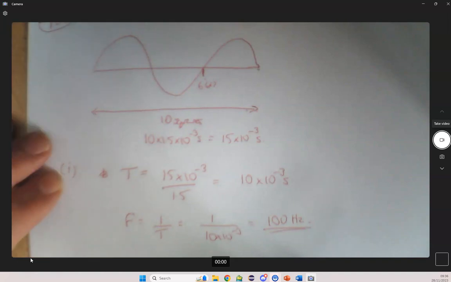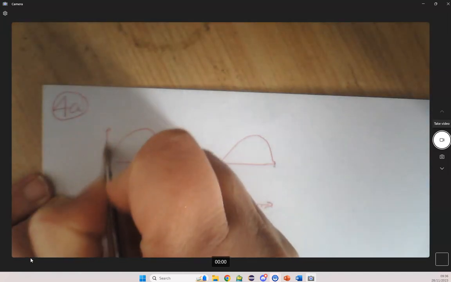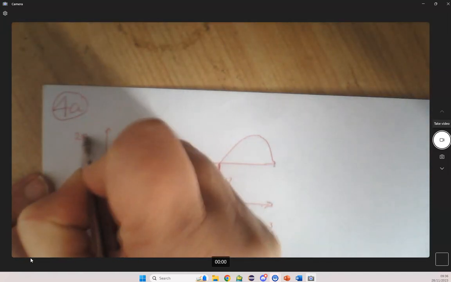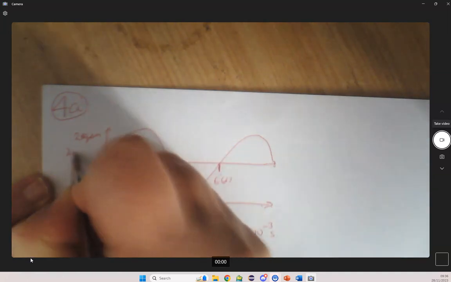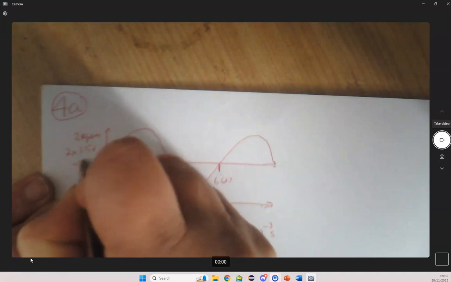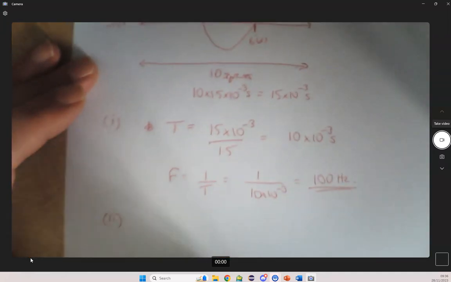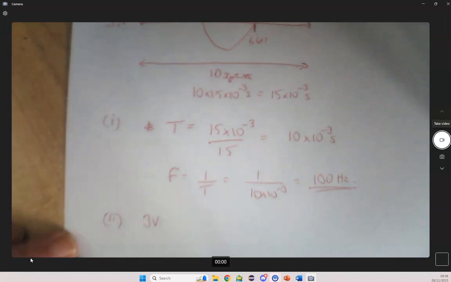So once we've got that, it asks us to calculate the peak voltage. If we go back and look at what they've given us, we've got 2 squares up here. And so that means I've got 2. It told us each square, the voltage gain was 1.5 volts. So that's going to be therefore 3 volts. So part 2 is literally going to be 3 volts for the peak voltage.